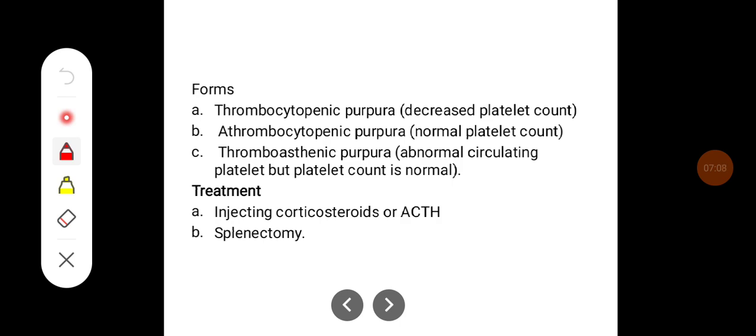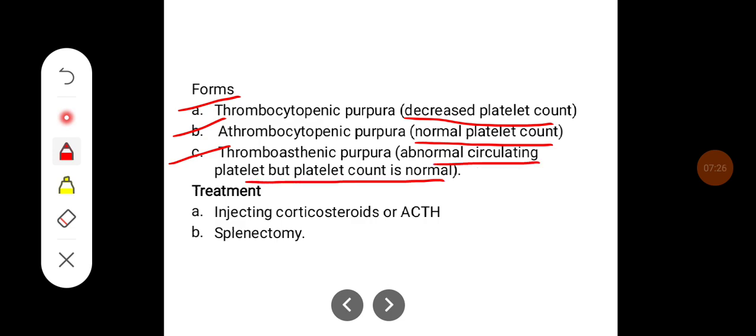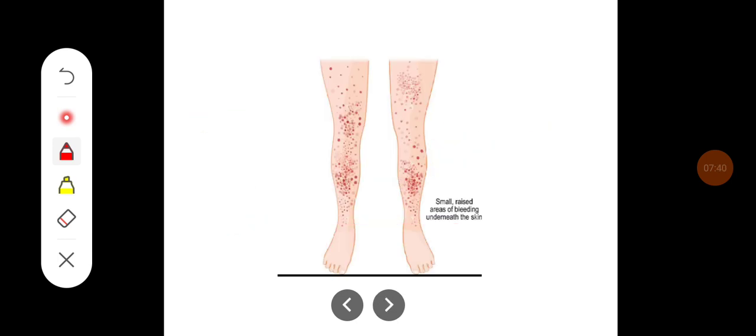The different forms of purpura are thrombocytopenic purpura, where there is a reduced platelet count, non-thrombocytopenic purpura, where there is a normal platelet count, and thrombasthenic purpura, where there are abnormal circulating platelets but the count is normal. Here the shape of the platelet is abnormal. Treatment is by injecting corticosteroids or ACTH, or it can be done by splenectomy.